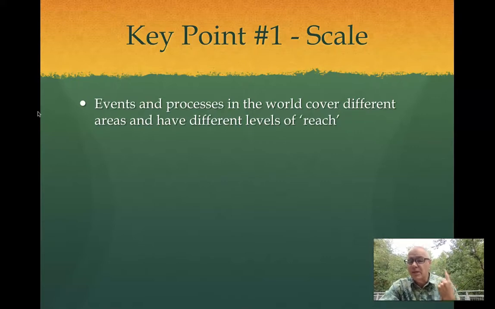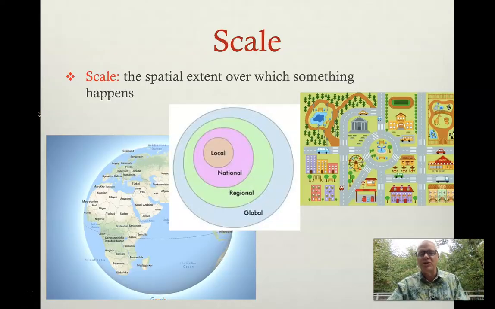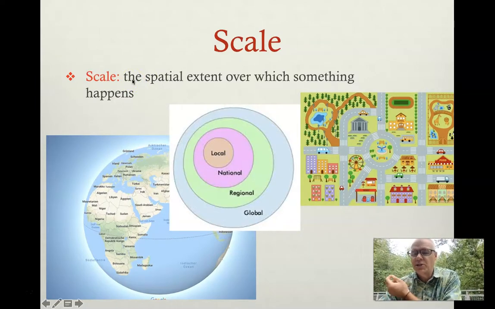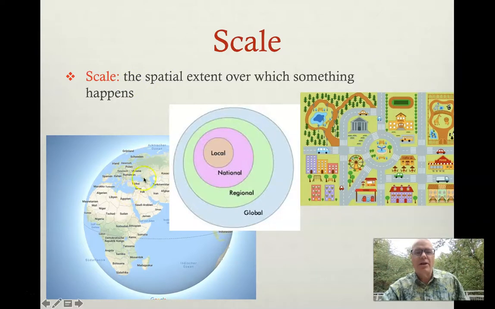The first main point is the definition of scale. I'm going to use that in a lot of things during this whole course. Scale has to do with the idea that events and processes in the world cover different areas, and they have different levels of reach. A general definition of scale is the spatial extent over which something happens. People will talk about the global scale, the national scale, or the local scale. Different things have effects at different spatial extents in the world. Things can be global, or it could be just something that's going on in your neighborhood.